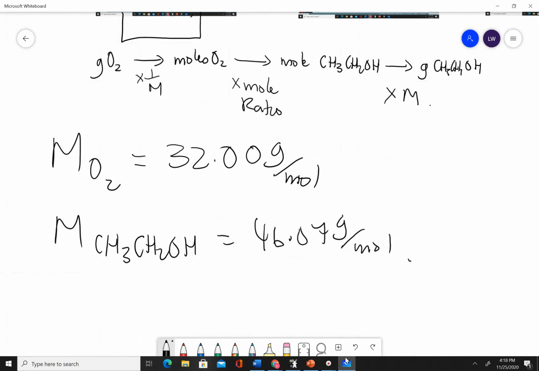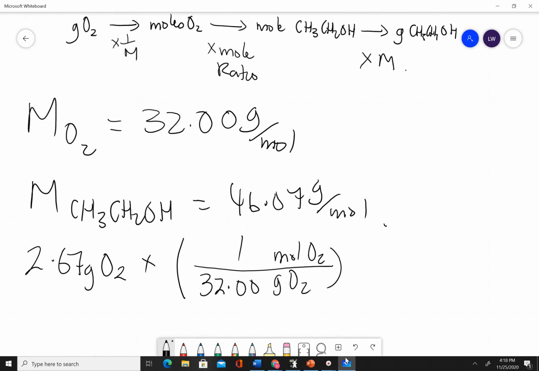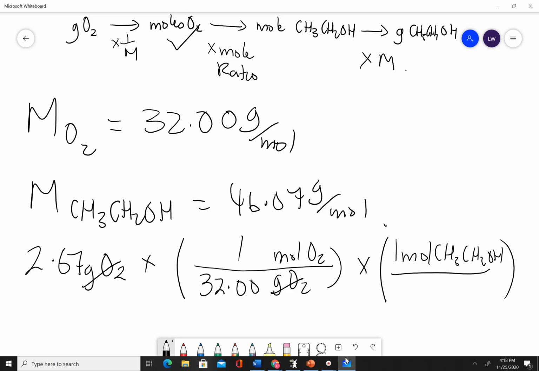So we've got 2.67 grams of O2. We're going to multiply that by 1 on its molar mass. So we need grams of O2 on the bottom and moles of O2 on the top, and we get 1 mole of O2 for every 32.00 grams of O2. That does our first conversion. Now we've got to multiply by our mole ratio, which in this case is trivial. According to our balanced equation, we get 1 mole of ethanol for every 1 mole of O2. So again, moles of O2 cancels, and we've done our second conversion.